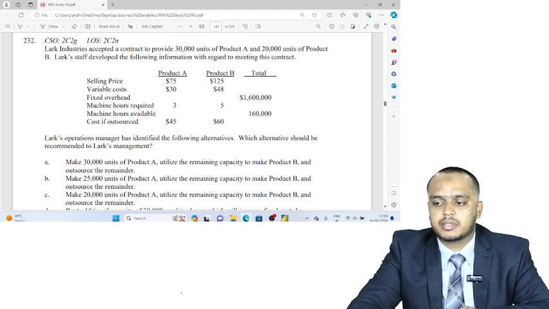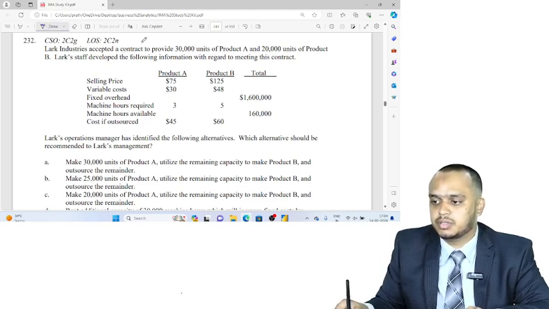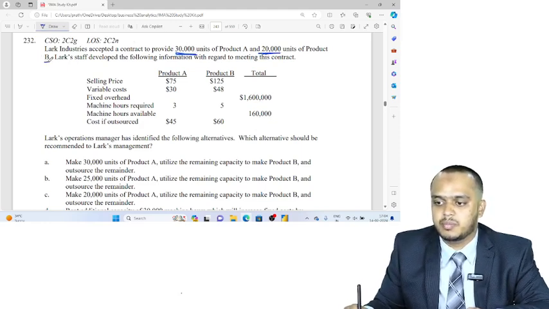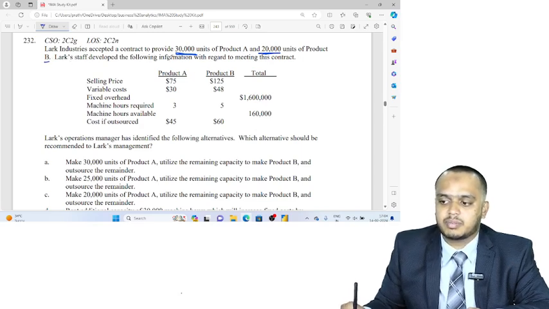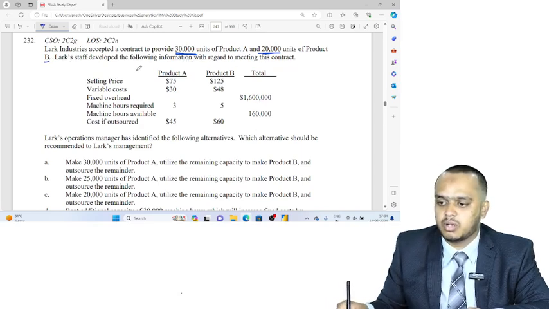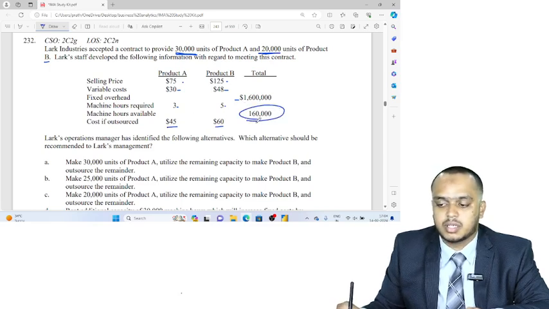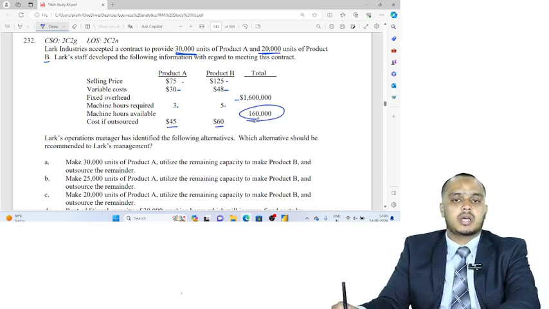Now Lark Industries accepted a contract to provide 30,000 units of A and 20,000 units of product B. Lark's staff developed the following information with regard to meeting this contract: selling price of A, B, variable cost of A and B, fixed cost 1.6 million, machine hours required for product A is 3, machine hours required for product B is 5, and the cost if outsourced is 45 and 60. Machine hours available is 160,000.